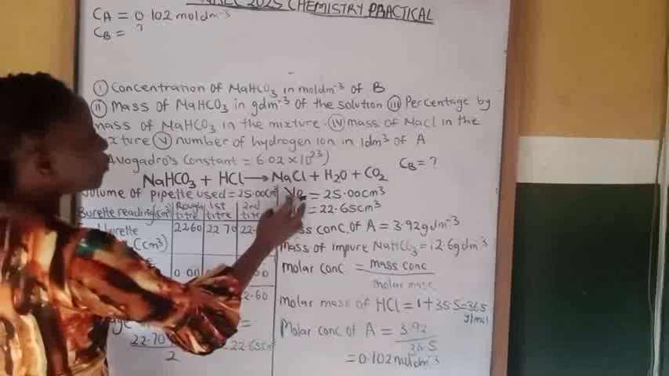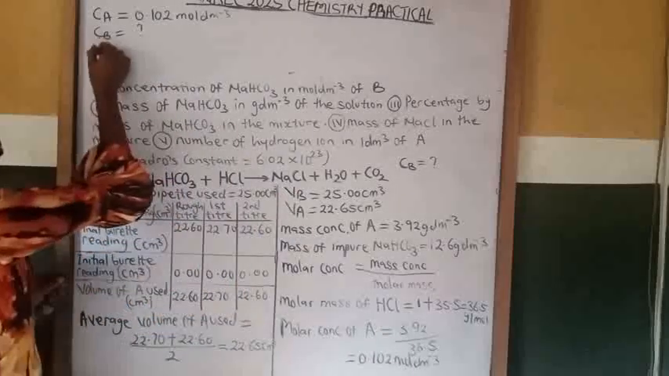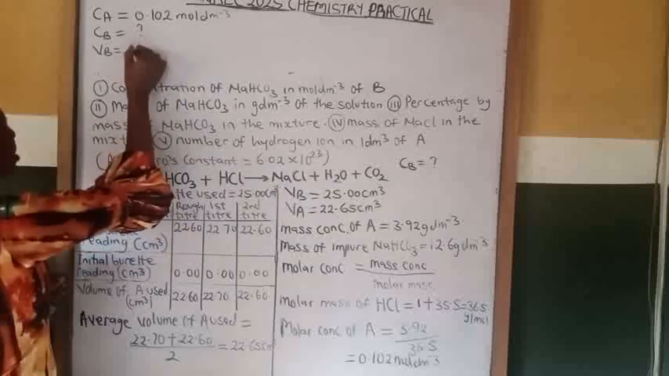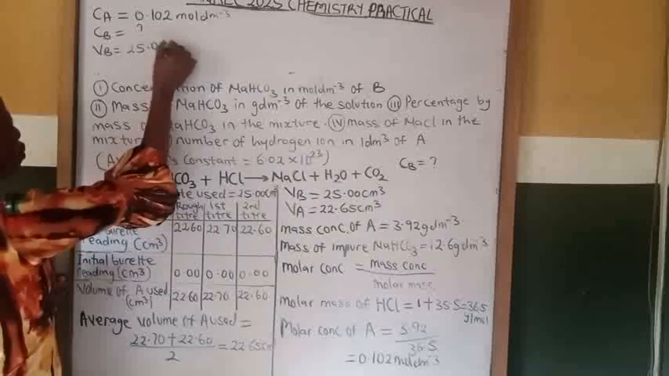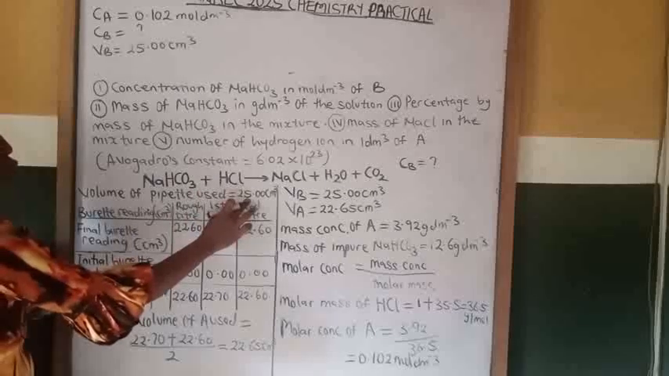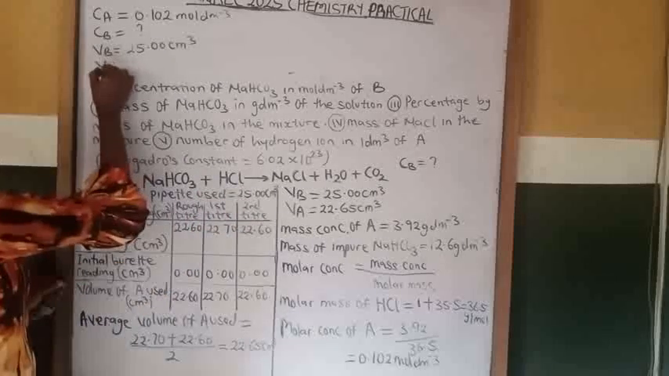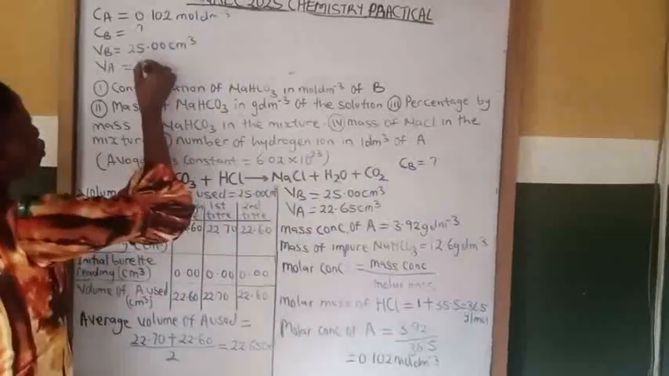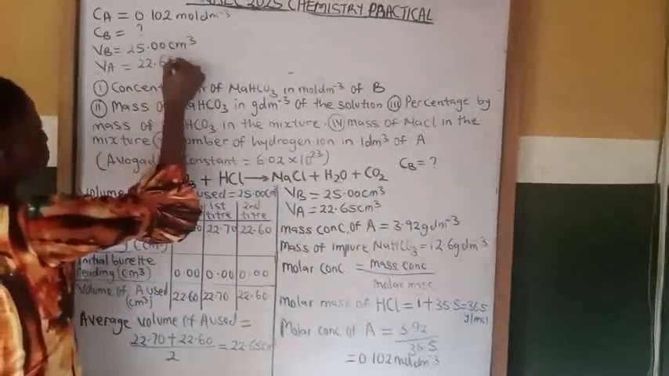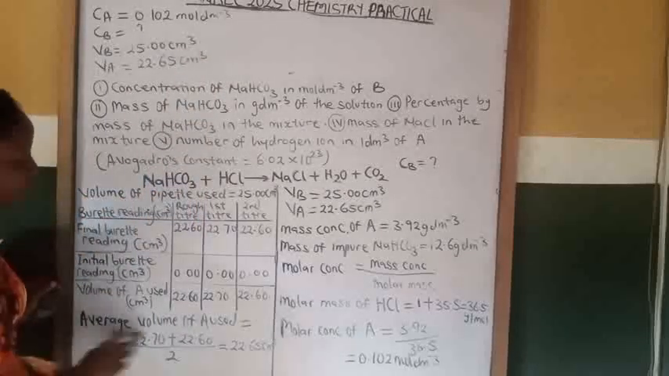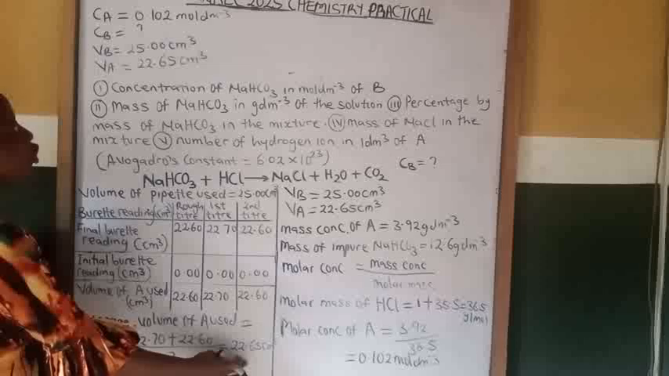Then I have the volume of base, my Vb, from this place, which is 25.00 centimeter cube, the same thing as the volume of your pipette. Then my Va is equal to 22.65 centimeter cube, which is the same thing as the average volume of acid used.